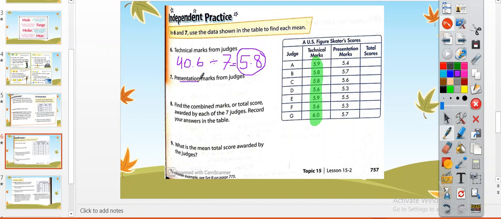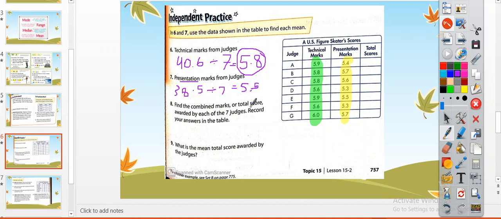What about the presentation marks? Okay, simply you will add those numbers together. After you add them, you're going to divide them by 7, which is the number of values. So when you add them, you will have 38.5. Divide them by 7, which is the number of values. You will get 5.5.